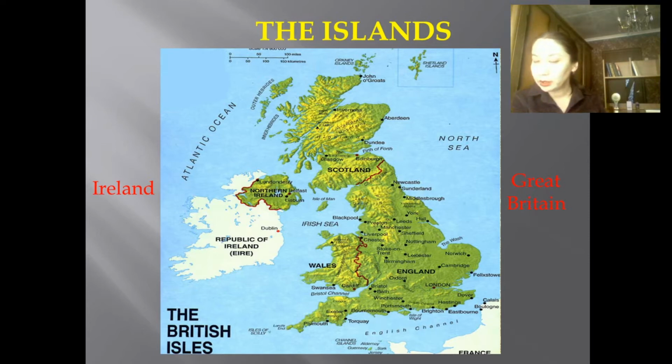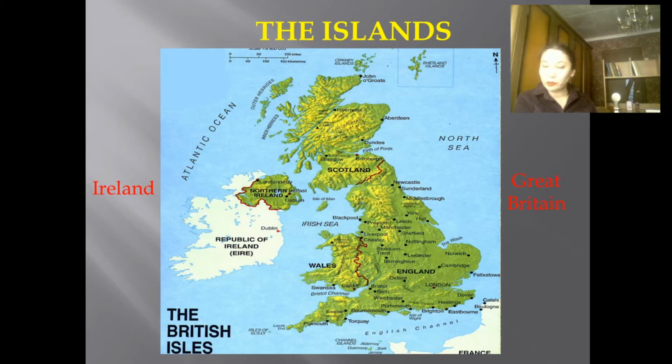Great Britain is the largest of the British Isles. It is the largest island in Europe and the eighth largest island in the world. It covers about 218,000 square kilometers. It is located off the northwest coast of the mainland of Europe and is separated from the continent by the English Channel in the south and the North Sea in the east.